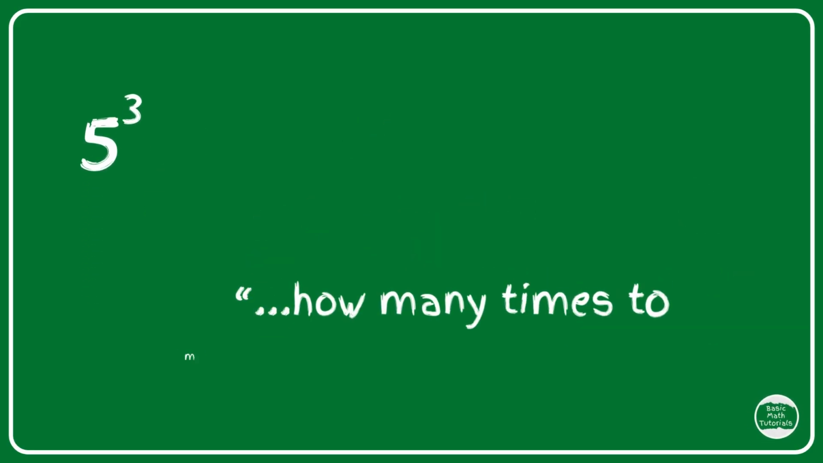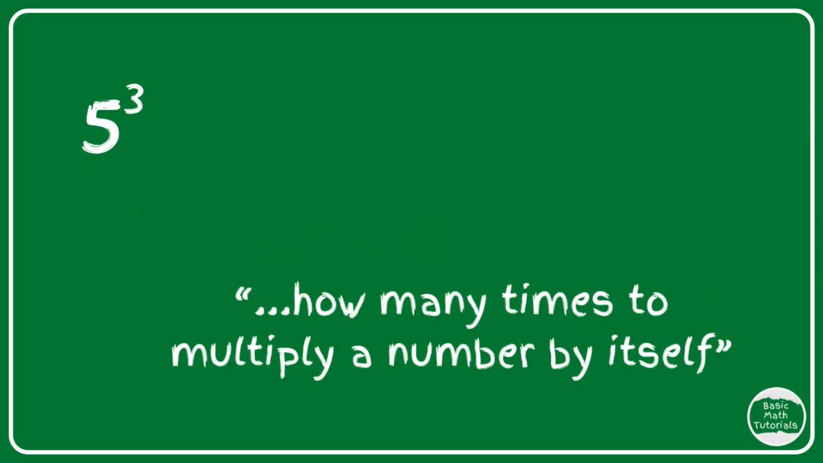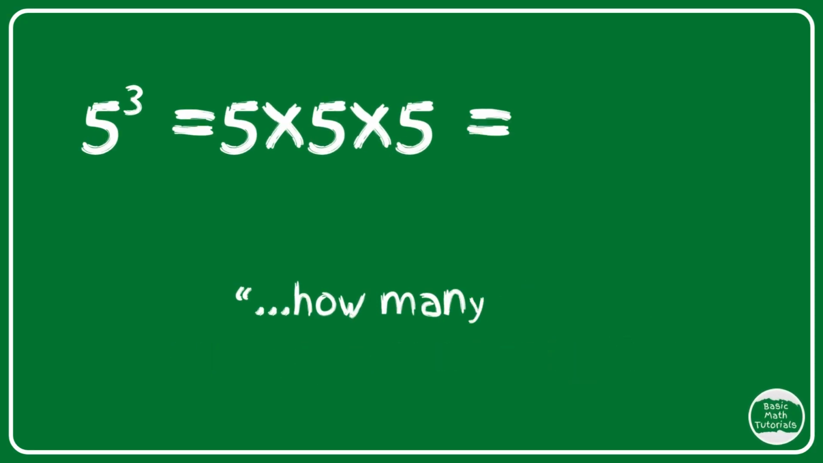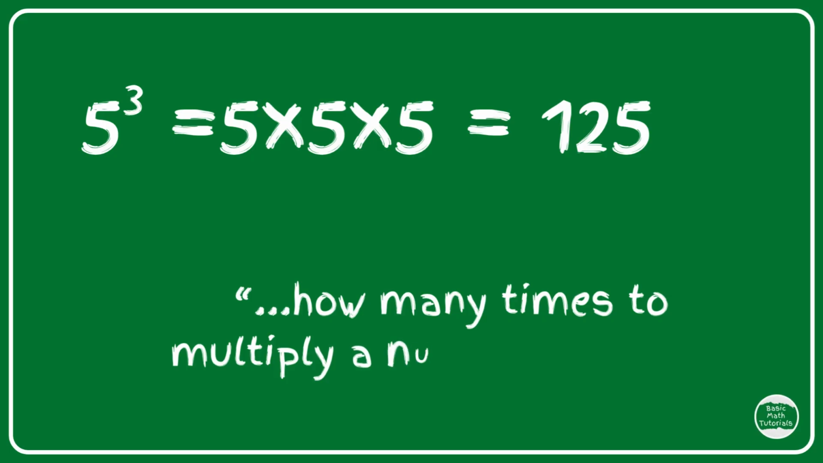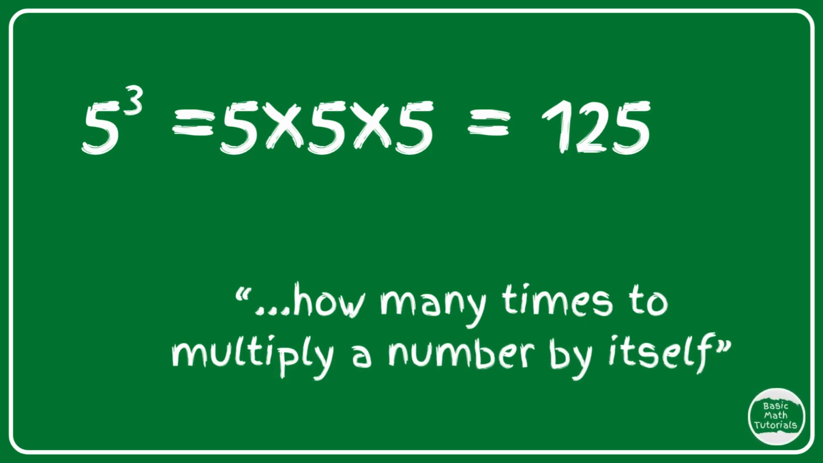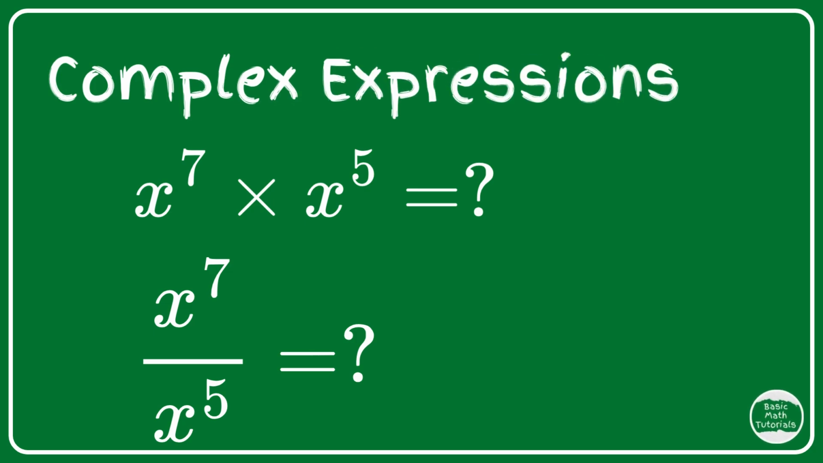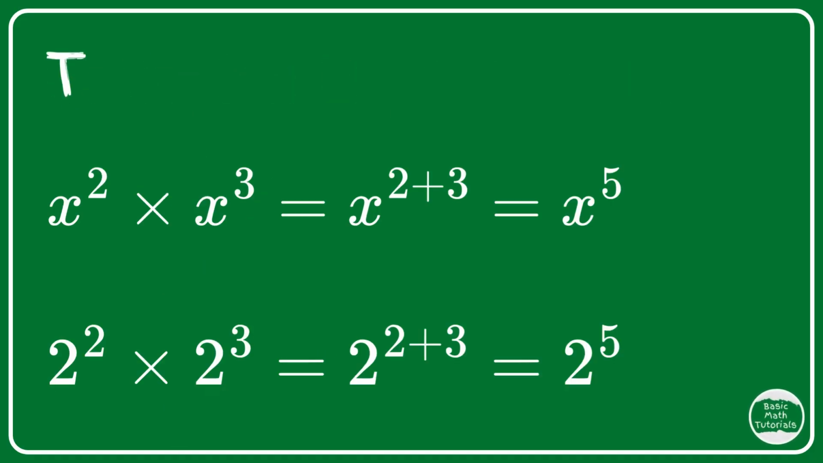First, a quick refresher. An exponent just tells us how many times to multiply a number by itself. So, 5 to the power of 3 is just 5 times 5 times 5, which equals 125. But what happens when you need to multiply or divide terms with exponents? That's where the rules come in.